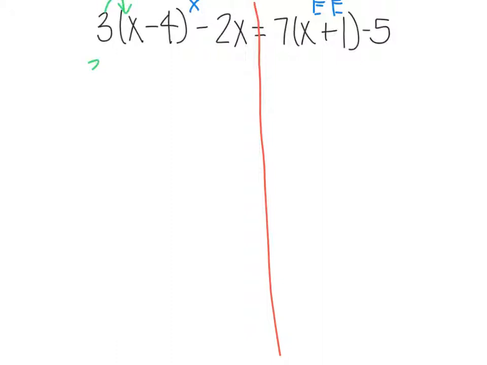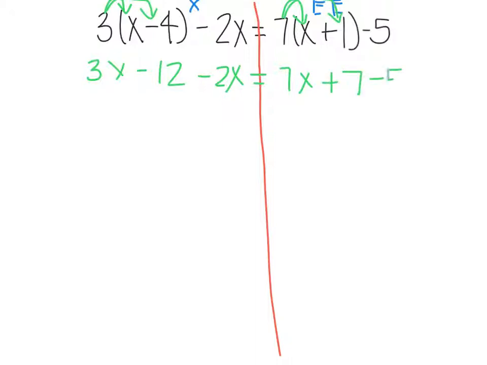3 times x is 3x. Then I'm going to multiply 3 times negative 4 is negative 12. Minus 2x, I'm going to bring that down, equals, and I'm going to distribute again. 7 times x is 7x. 7 times 1 is 7, it's positive, minus 5.